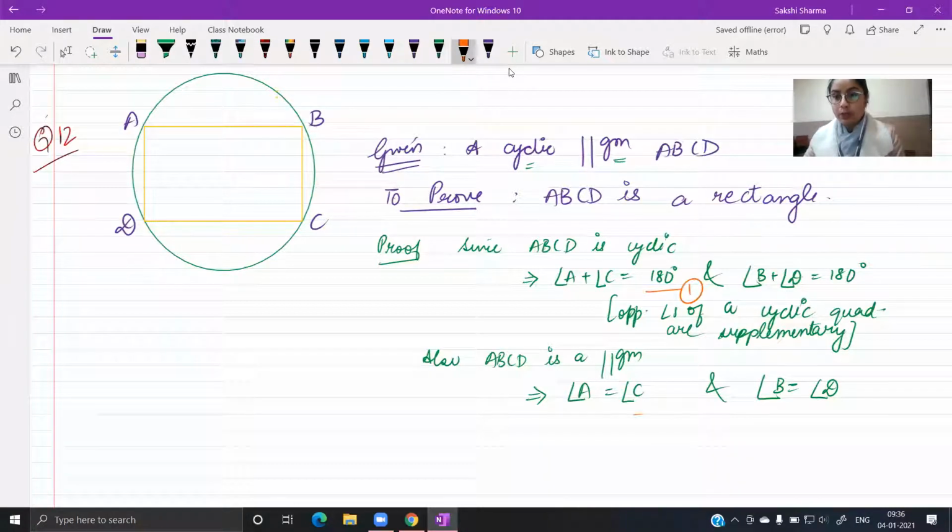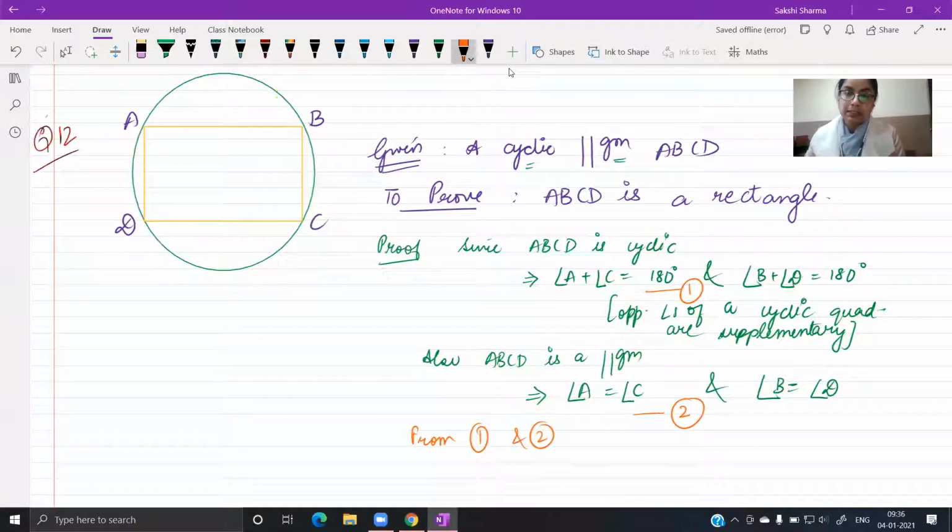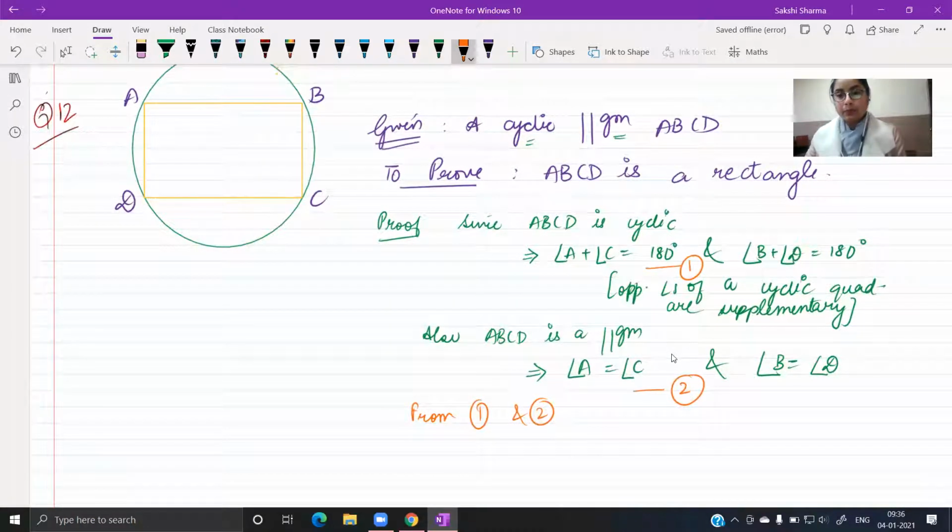So from equation number 1 and equation number 2, you can directly conclude that each is 90 degrees, or you can just replace angle A by angle C or the other way around in equation number 1. Means you can replace angle A and angle C, which you wrote as equal, in equation number 1 and solve that way too. Or you can just directly write down. That's completely fine.